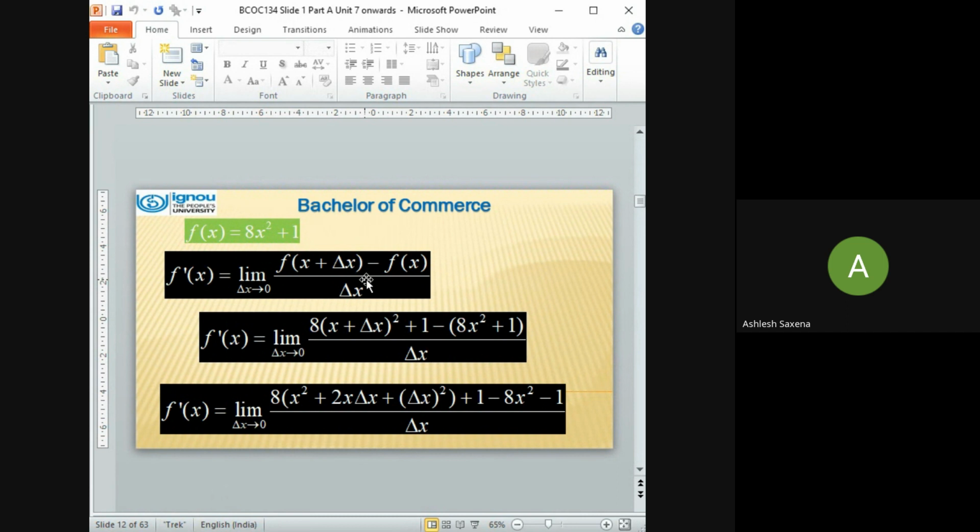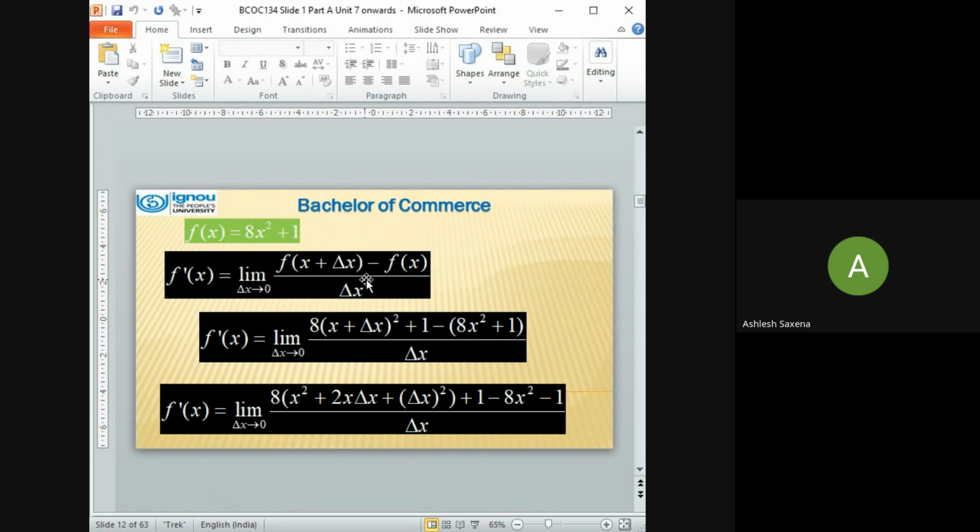So we have this formula: f dash x is equal to limit delta x tends to 0, f(x plus delta x) minus f(x) upon delta x. This is your basic. What we will do, f dash x is equal to limit delta x tends to 0, change x to x plus delta x. It will become 8 into (x plus delta x) squared plus 1 minus f(x). f(x) is 8x squared plus 1.